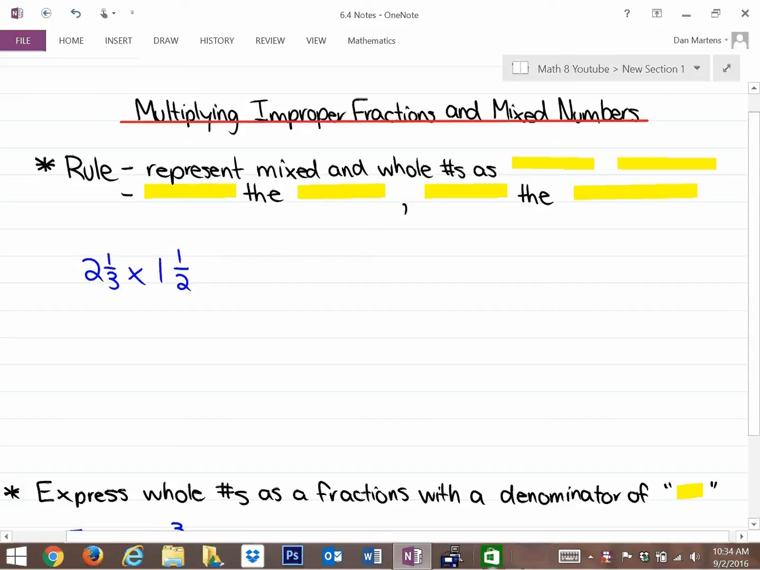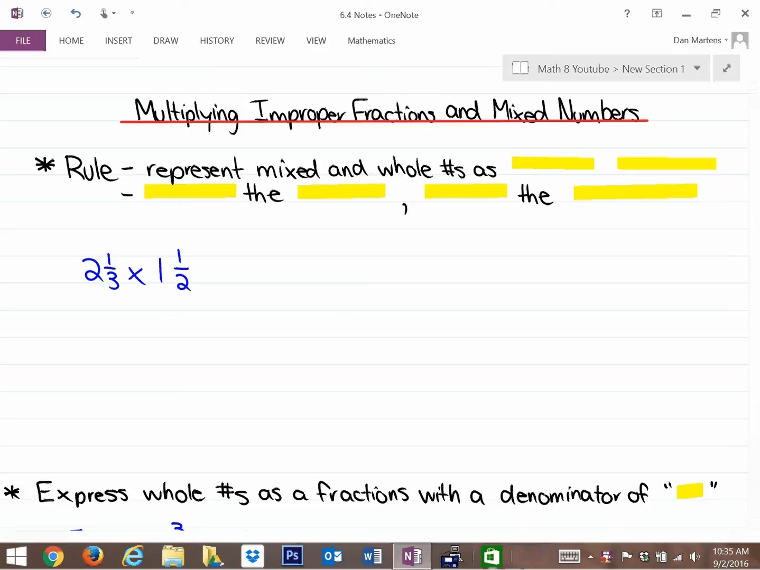In this lesson, we are going to be looking at multiplying improper fractions and mixed numbers. In the previous section, we looked at multiplying proper fractions by proper fractions. And the rule for multiplying proper fractions by proper fractions was to multiply the top by the top and the bottom by the bottom, or the numerators and the denominators separately.